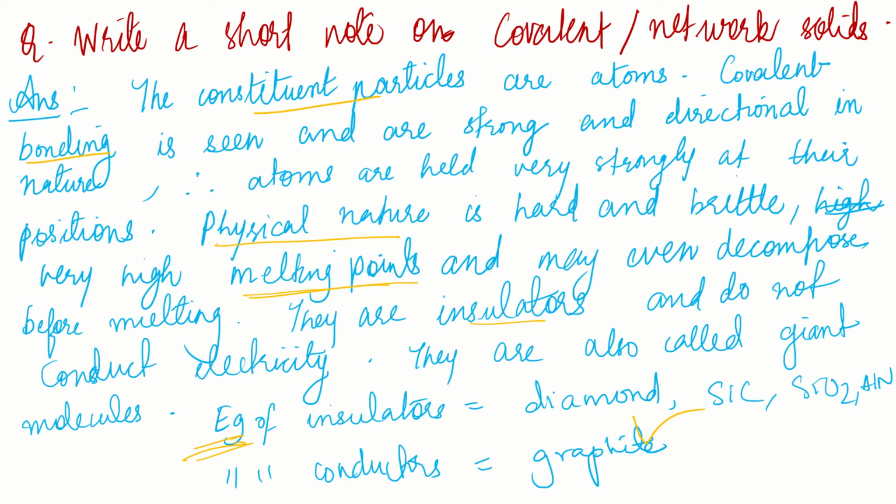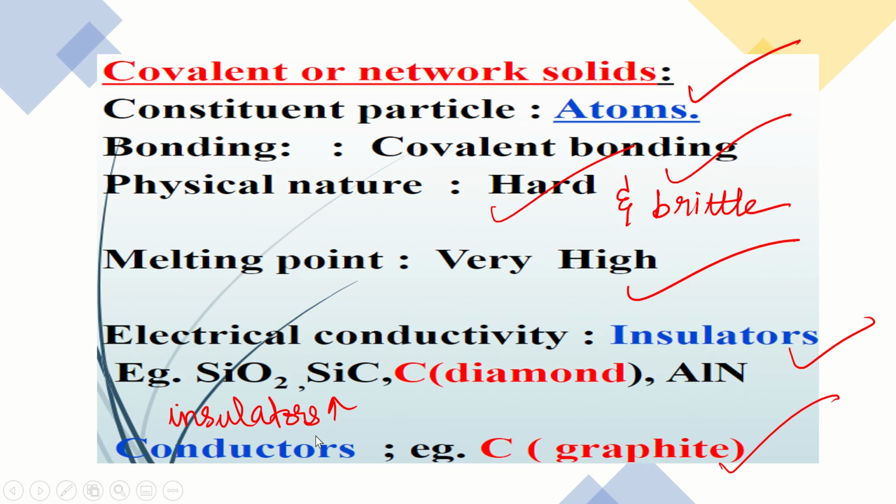And we should be very careful here. Very high melting point is only there. When we write the answer in that flow, we'll also write boiling point, but your marks will be reduced. So be careful. For covalent solids and metallic solids, we are only checking the melting point. Only for ionic, it has both melting and boiling point. All right, so this is all about covalent or network solids.